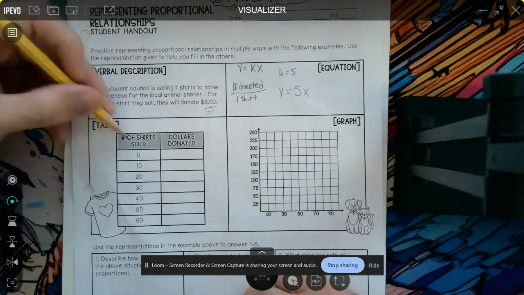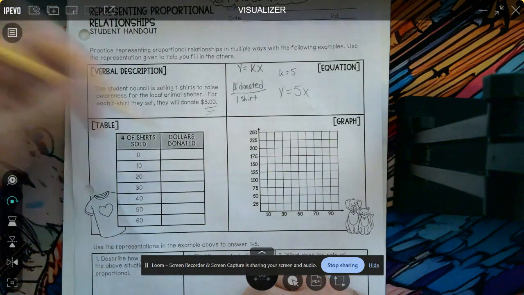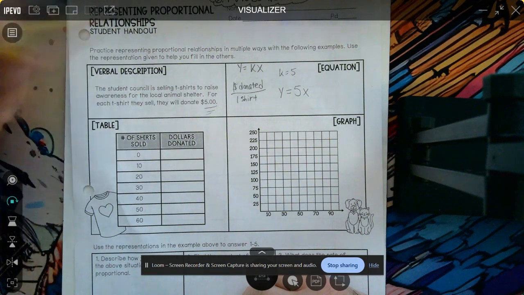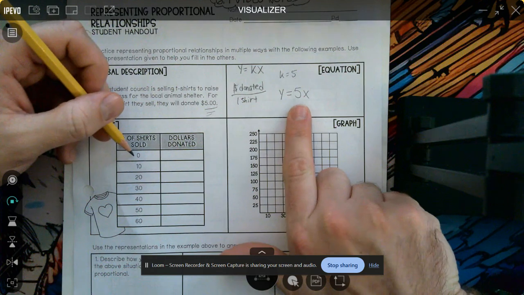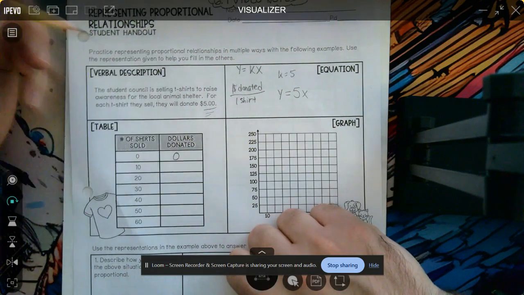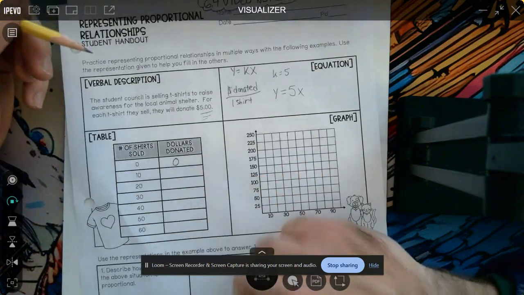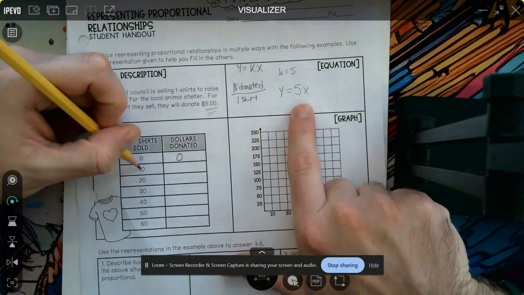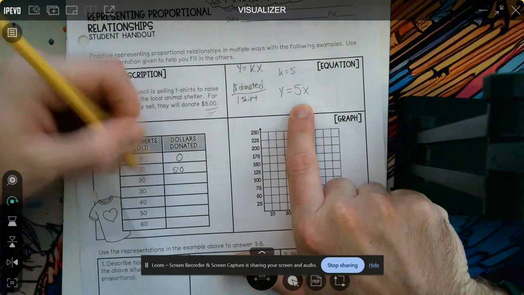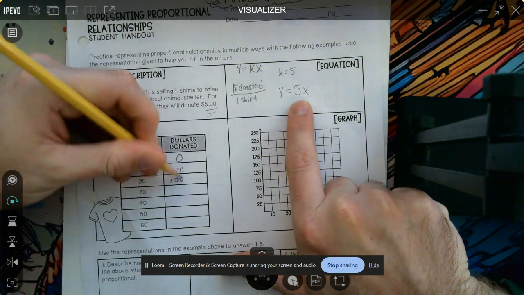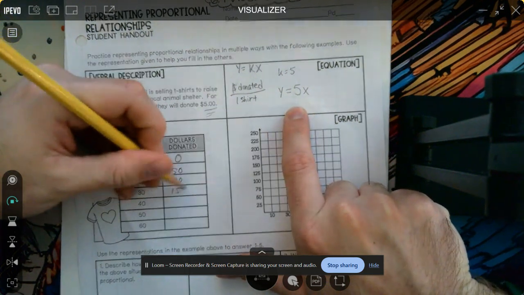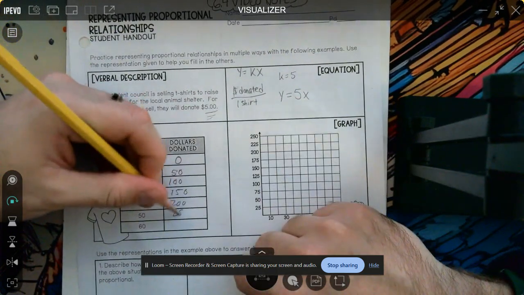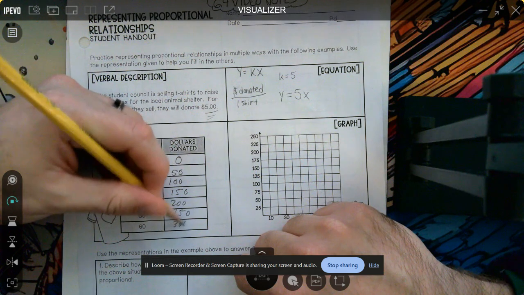So our table, number of shirts sold, we have these values. We need to know how much is going to be donated for these given amount of shirts. Well, if we look at our equation, 5 times 0 is 0. So if they sell 0 shirts, they will donate $0. What about 10 shirts? 5 times 10 is 50. 20 times 5 is 100. 30 times 5 is 150. 40 times 5 is 200. 50 times 5 is 250, and 60 times 5 is 300.